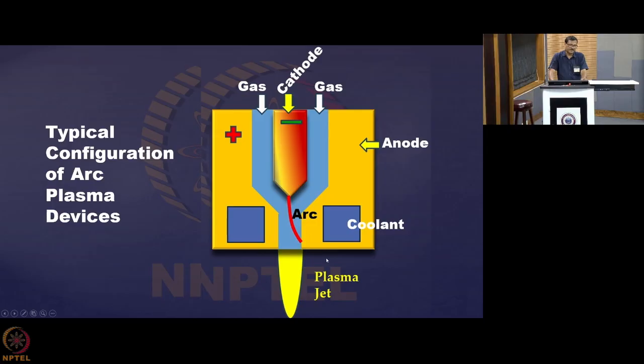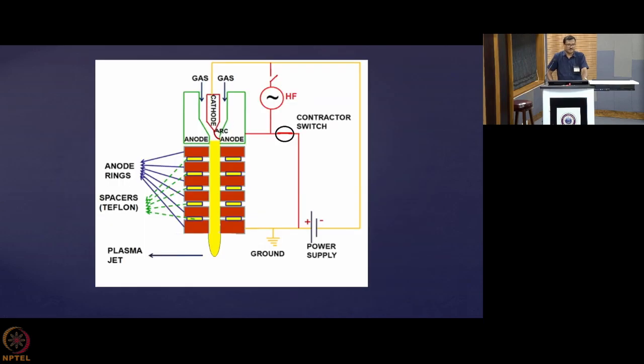Initially the breakdown happens using a high frequency field, like the AC breakdown that we have just discussed in our regular classes. That causes the initial breakdown, then bias is applied, and that makes the arc form over here. This arc hits the gas that is passing through and forms the plasma jet. This is typically the mechanism by which the plasma is formed.